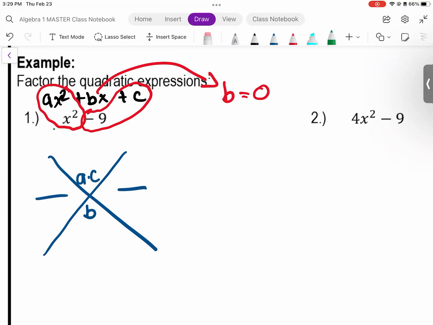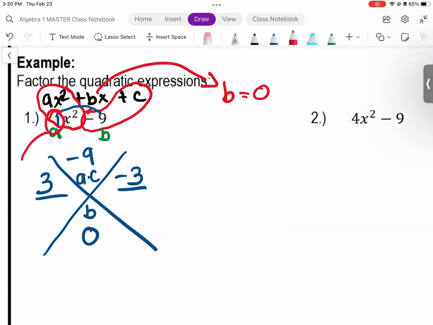So let's go ahead and do that. We know that this is a, and we know that this is c. So 1 times -9 gives you -9. And remember, we already know that b is equal to 0. So now I'm looking for two numbers that multiply to -9 and add up to 0, which in this case is going to be 3 and -3. All right, 3 times -3 gives you -9, and 3 plus -3 gives you 0.